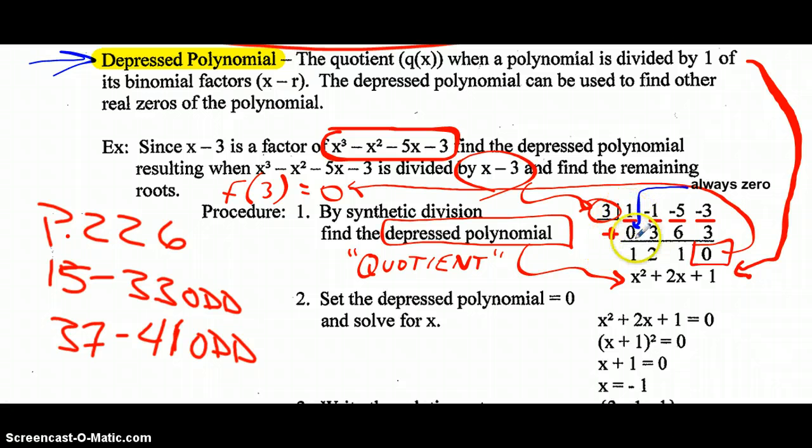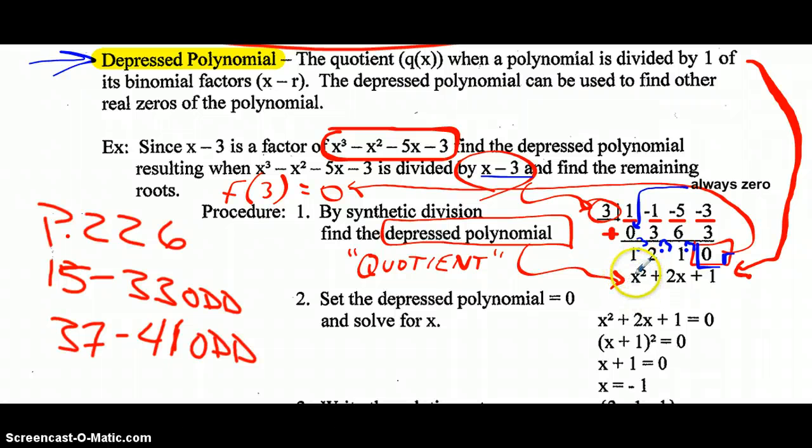Okay? 1 plus 0 is 1. Then you multiply by 3. This 3 right here. And you get 3. Add negative 1 plus 3. You get 2. Times 3 is 6. Negative 5 plus 6, 1. Times 3. You get 3. And negative 3 plus 3 is 0. Yay, that's the remainder. That's R. It's 0, so x minus 3 is a factor.